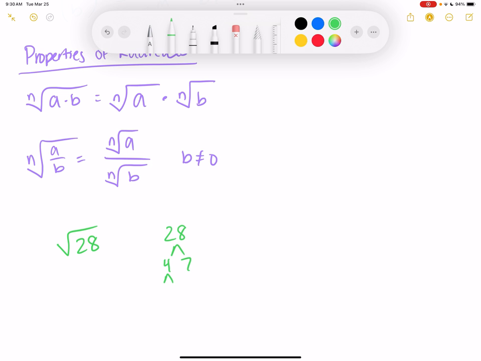4 breaks into 2 and 2. There's a group of 2. Since it's a square root, we would end up with 2 root 7. Right? You remember that? Cool. All right, well, if I have a higher powered root, I have to take them out in groups of whatever that is.